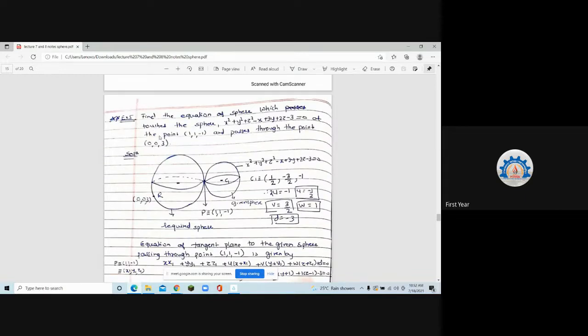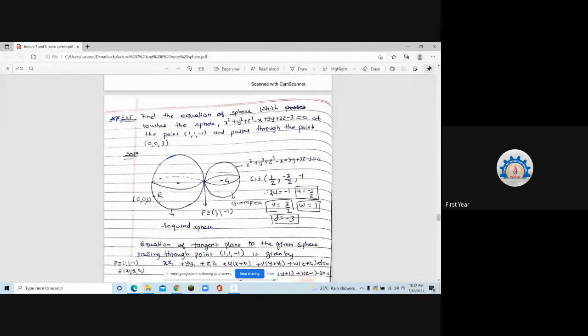So the question is, find the equation of the sphere which touches the given sphere at a point. So this is your given sphere, whose center you know, because you know the equation. The point of contact with the required sphere you know, which is (1, 1, -1). You want to find this bigger sphere, which is passing through (0, 0, 3).